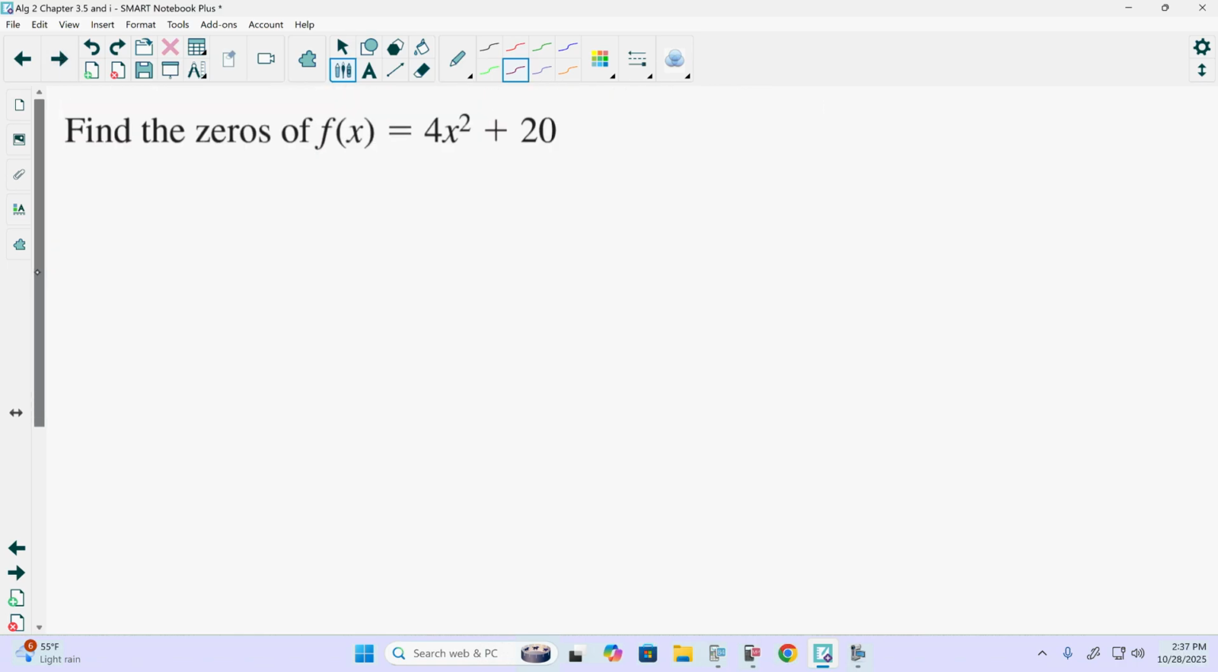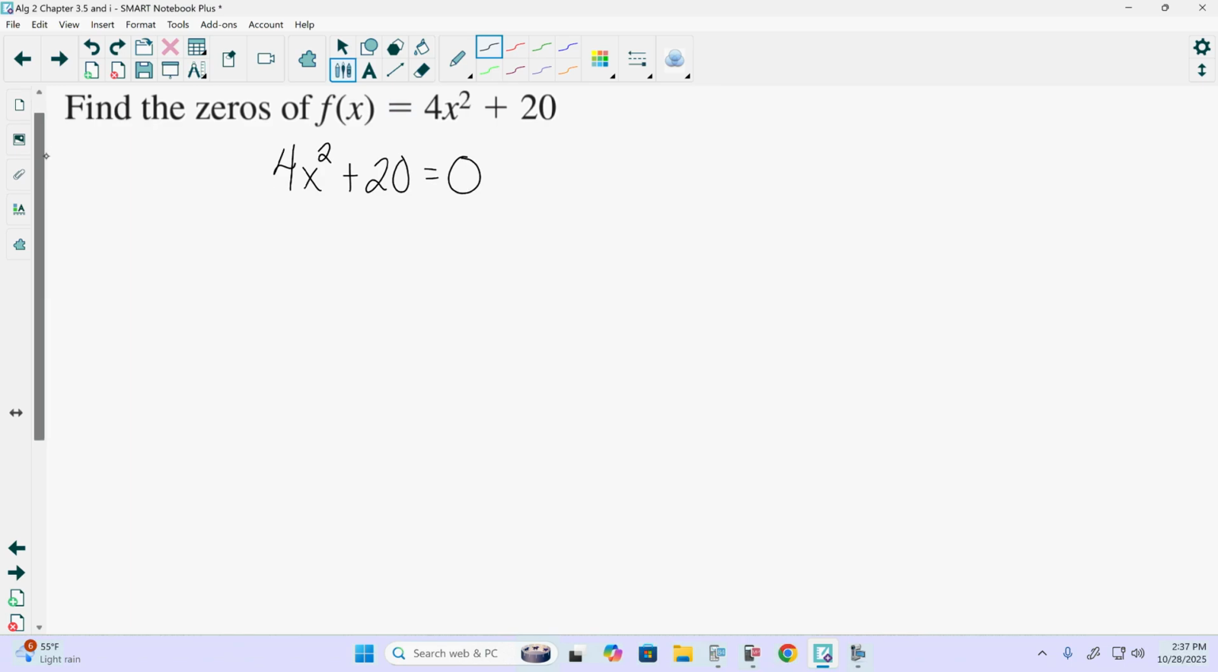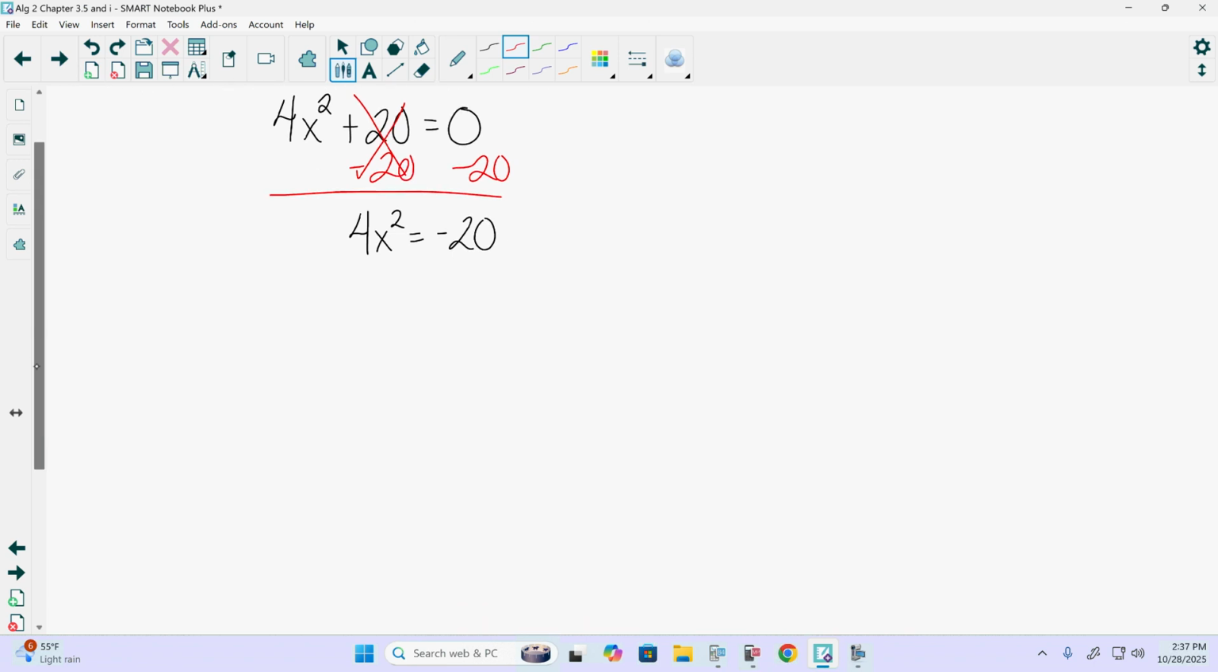Yes? Now 4x squared plus 20. If we're trying to find zeros, we're trying to find out what value of x will make this equation be 0. There is no middle term. There's no x to the first power. So the first thing we can do is get the square term by itself. So we would subtract 20 from both sides. Those cancel, telling us 4x squared is equal to negative 20. What can we do next?